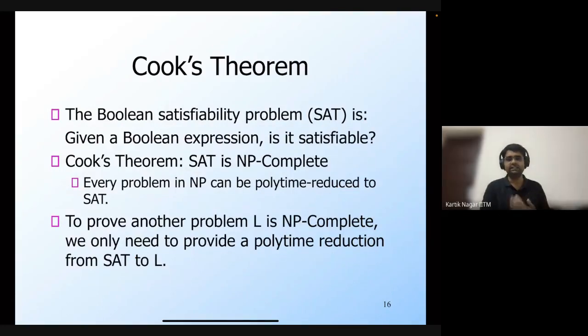So what is an instance of this NP complete problem? This is a very famous theorem from Cook, who proved that the Boolean satisfiability problem is actually NP complete. The Boolean satisfiability problem, denoted by SAT, is this problem: given a Boolean expression, is it satisfiable? This is a very simple problem. So if you're given any arbitrary Boolean expression.